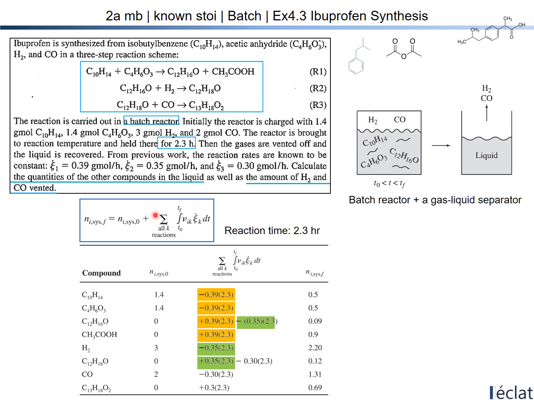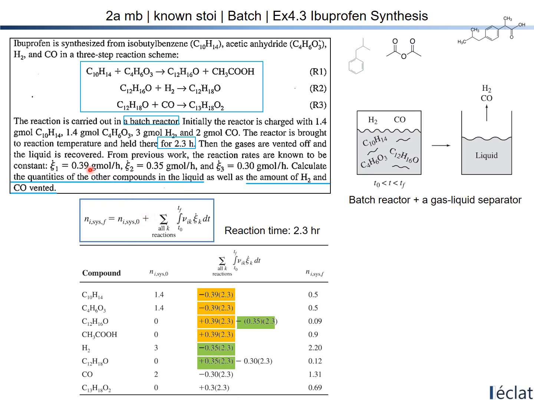In this table, you can find the compounds involved in those 3 reaction steps, and the initial amount in the second column: 1.4 for C10H14, the other 1.4 for the second chemical, 3 gram mole for H2, and 2 gram mole for carbon monoxide. For the other chemicals, we didn't introduce them. Then that is the initial amount plus the generation term.